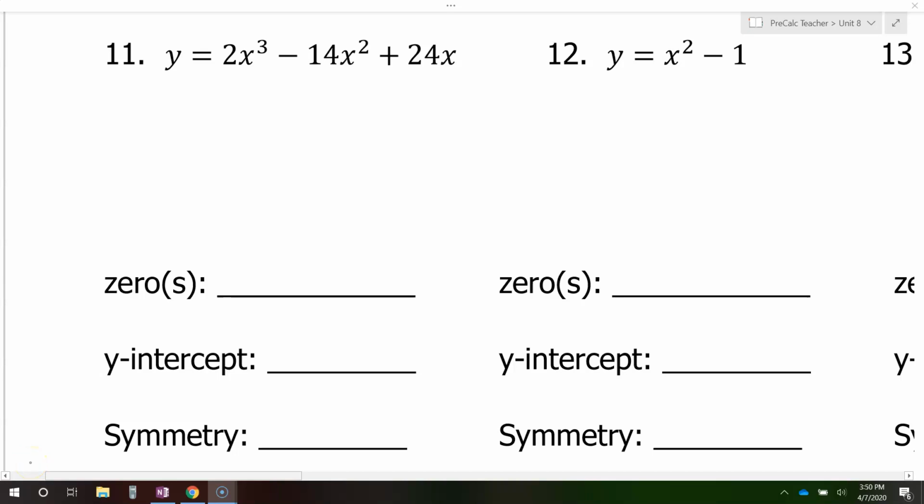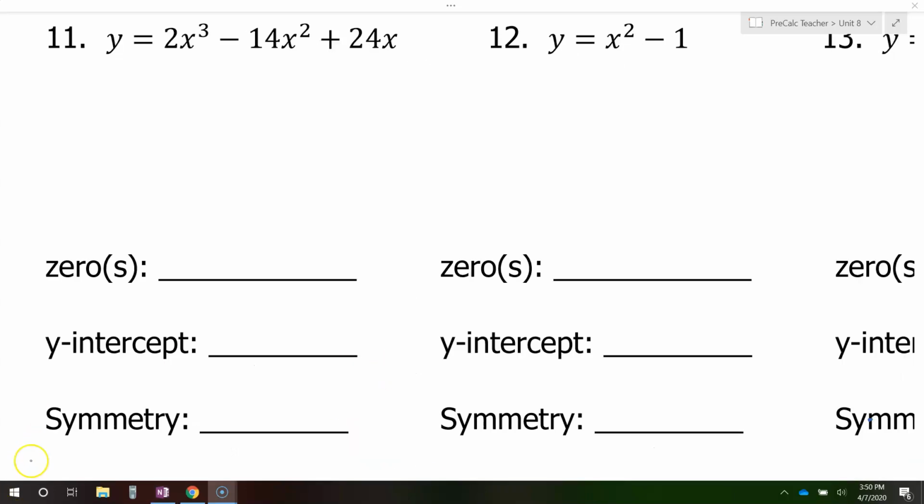Alright, there's a lot going on in this video. I'm going to show you how to find the zeros, the y-intercept, and we will talk about the symmetry of these equations because there's a couple more we're going to do off camera.